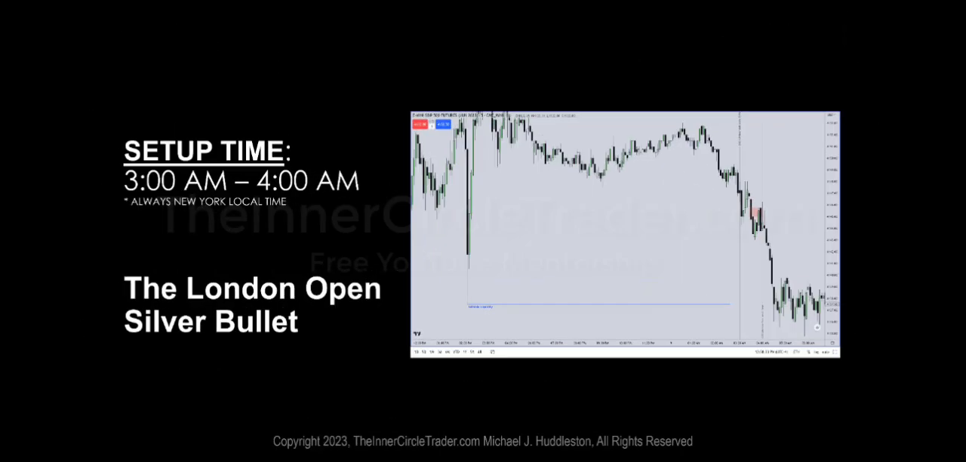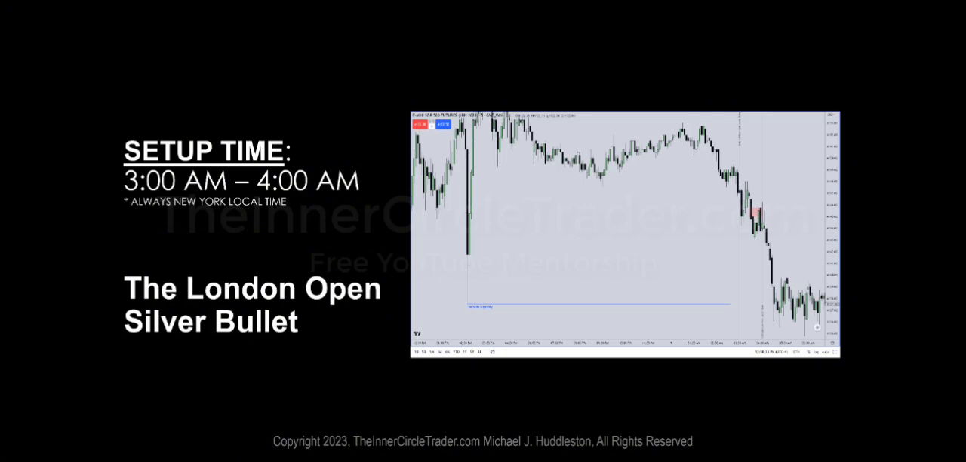All right, let's talk about our first ICT silver bullet setup and the time at which it forms. Now, again, this is a time-based model. That means these things are linked to a specific 60-minute interval or window in time. Every single trading day, this pattern will form.